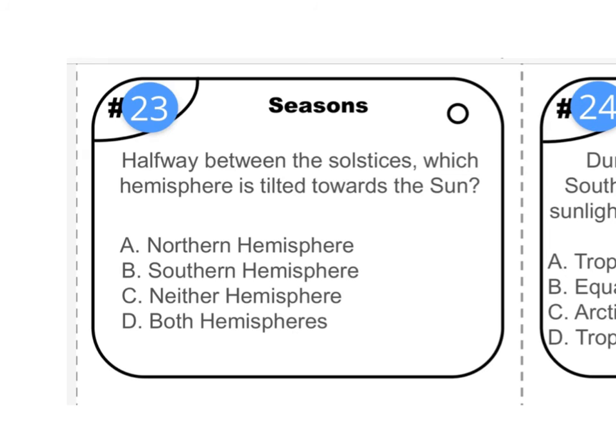23. Halfway between the solstices, which hemisphere is tilted toward the sun? The northern hemisphere, the southern hemisphere, neither hemisphere, or both hemispheres? If we go back to this question here, which of the halfways are tilted towards the sun? The answer is neither.